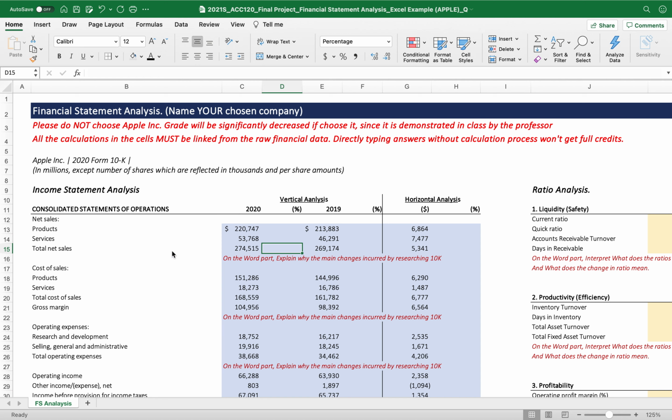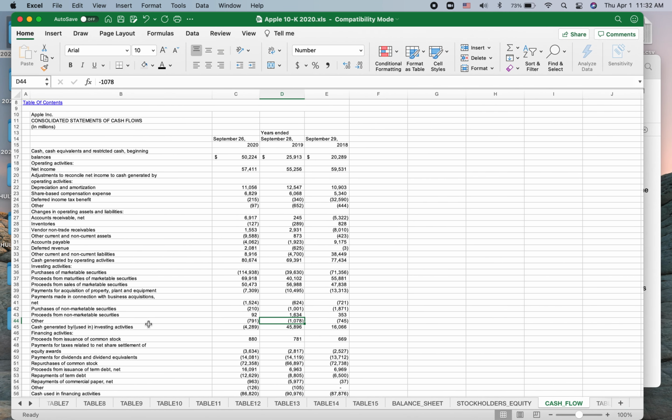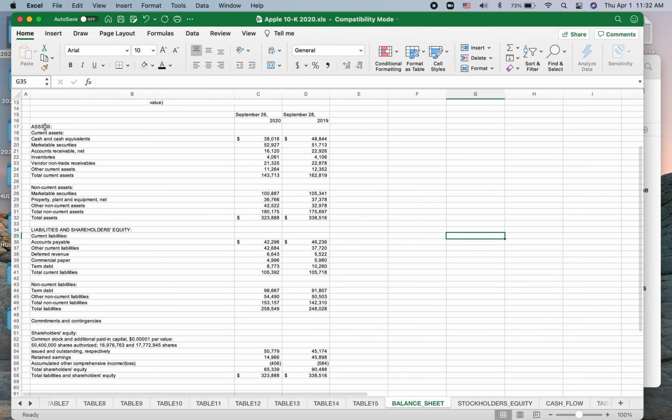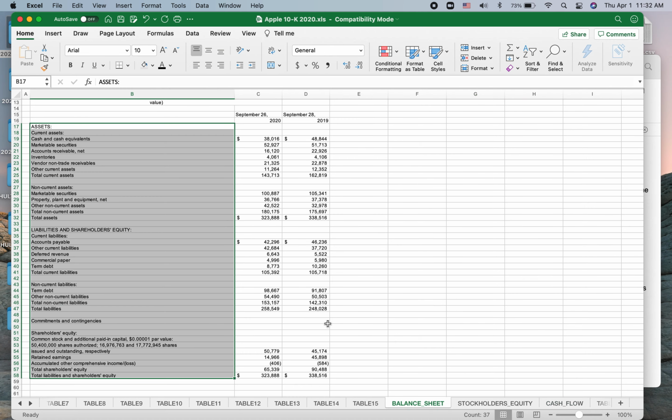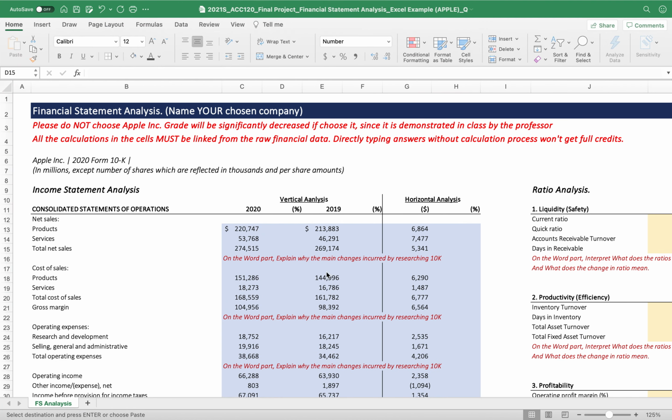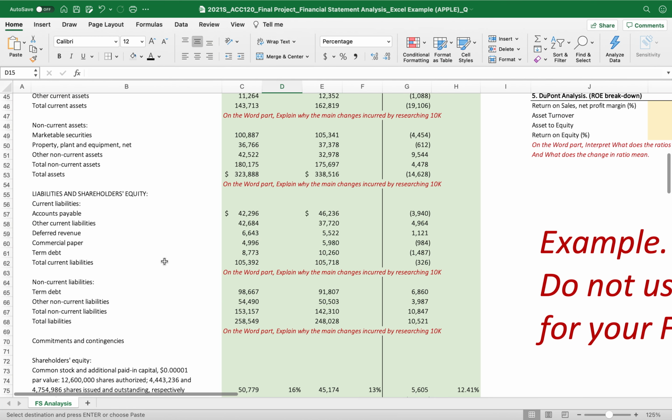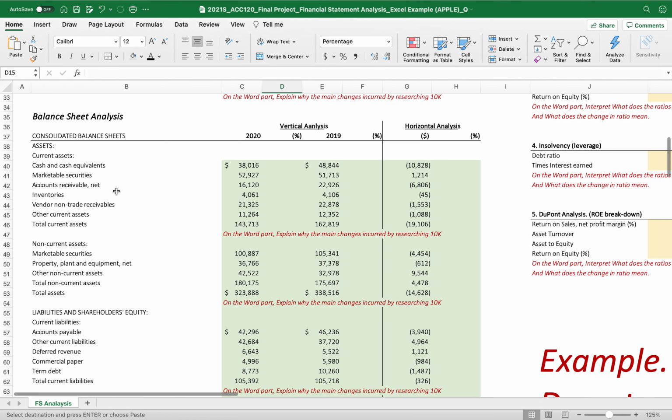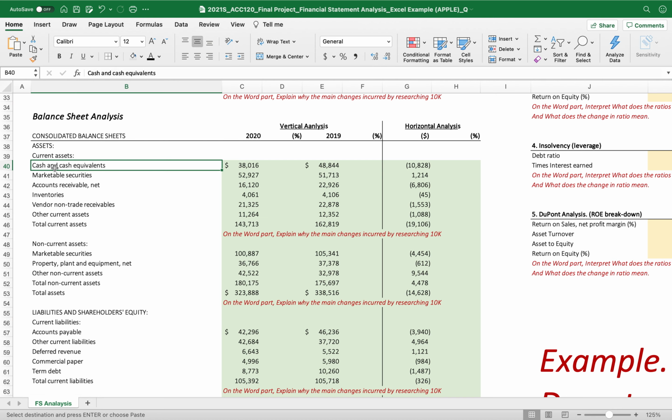Hello students, in the last video clip we discussed how to start our final project, gathering the information, which is the 10K, right? So for example, this is the Apple 10K in Excel format. Let's just start from the balance sheet. You can just copy and paste these accounts here, on the format, okay? And then you just copy and paste.